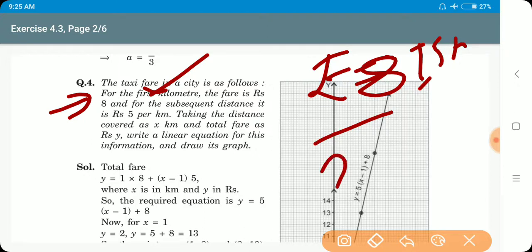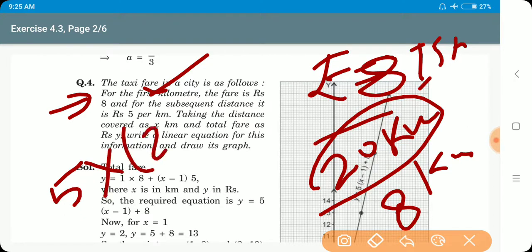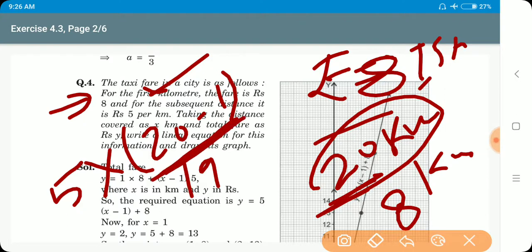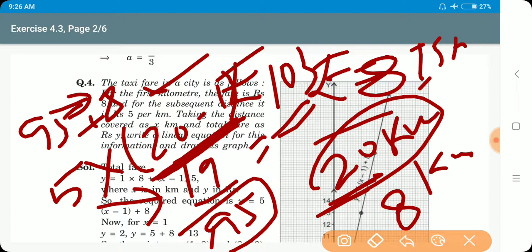But if I want to go for 20 kilometers, then he will charge 8 rupees for 1 kilometer and 5 into (20 minus 1), which is 19. Because I want to go for 20 kilometers, and for 1 kilometer he has charged 8 rupees. So again he will charge for the remaining distance, 20 minus 1, which is 19, so 5 times 19 is 95. So the total fare will be 95 plus 8, 103. You got it? Okay.